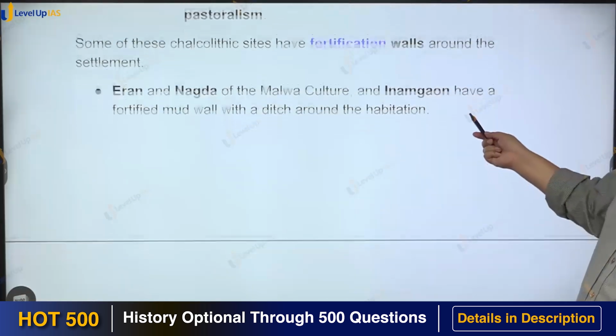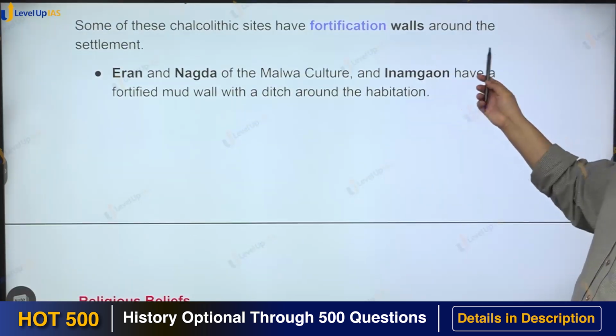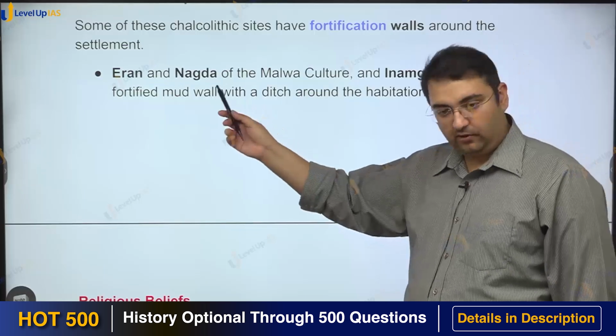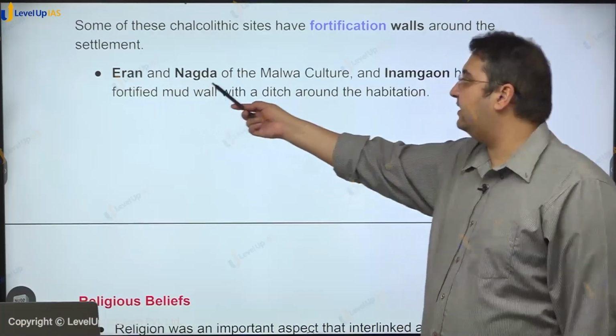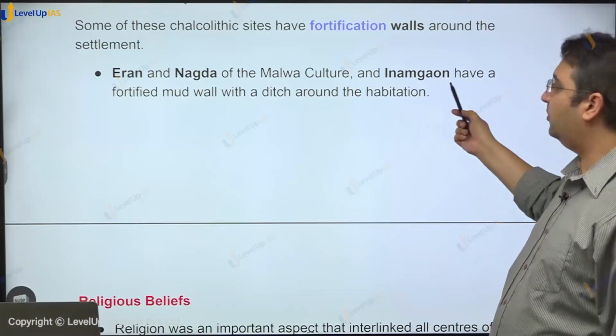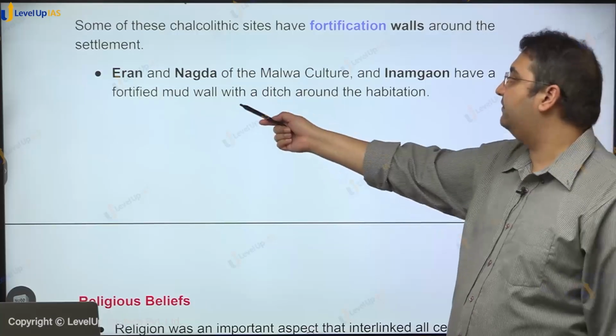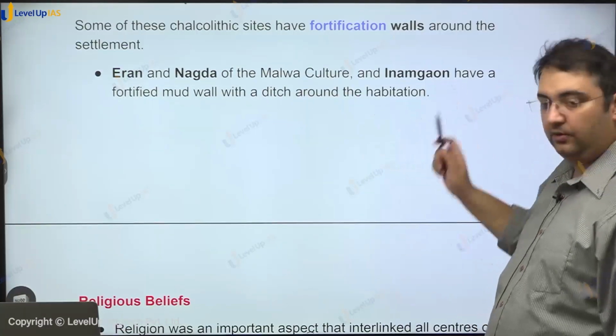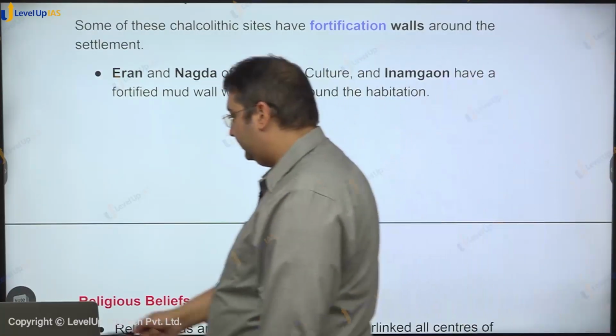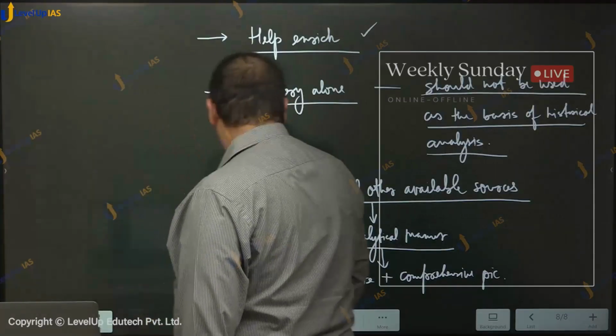Now, some of these Chalcolithic sites also have fortification walls around the settlement. We have already discussed these. Iran and Nagda of the Malwa culture and Inamgaon of the Jorwe culture have a fortified mud wall with a ditch around the habitation. Right. Now, take down a question.